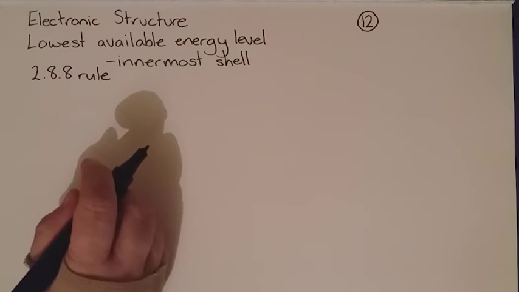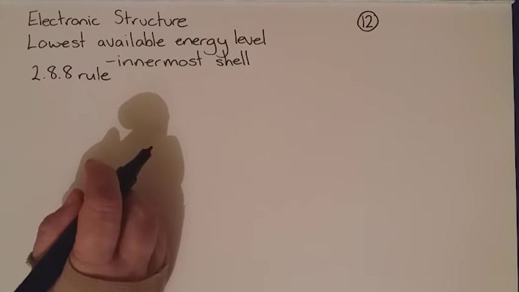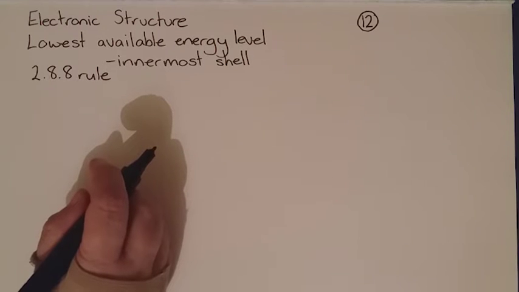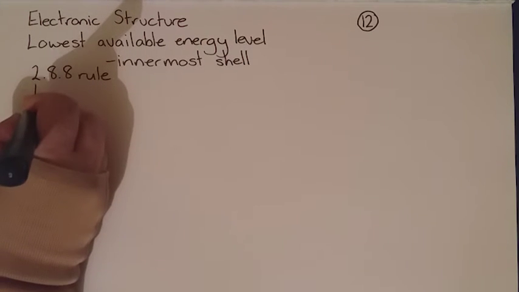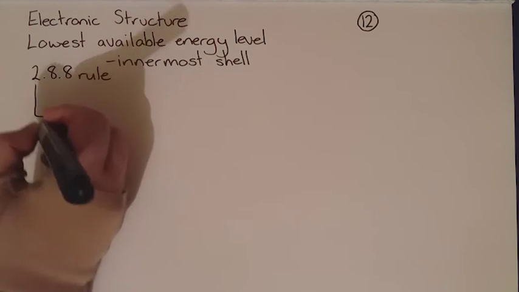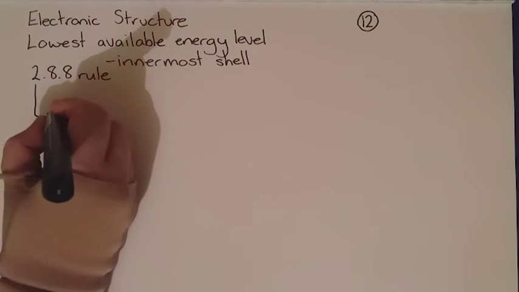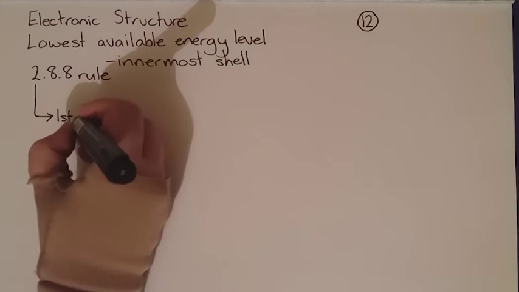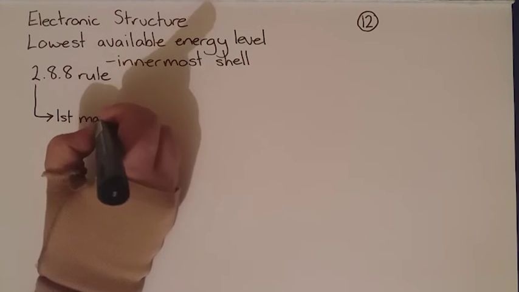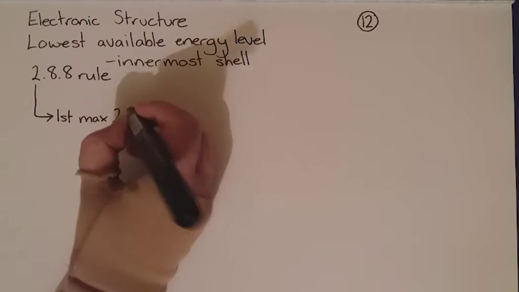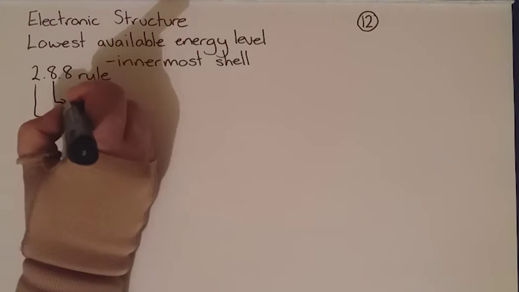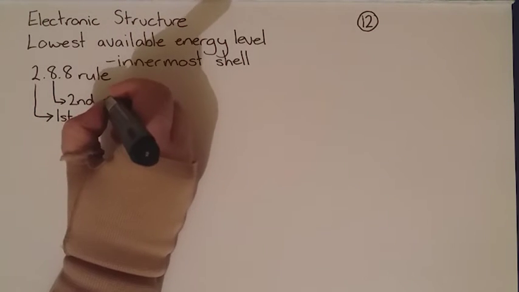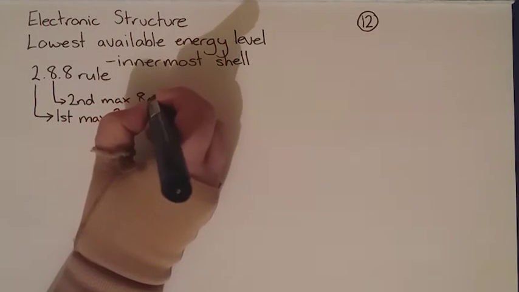We can represent the electronic structure of an atom using numbers or by a diagram, and in order to draw those, we need to have an appreciation of the 2, 8, 8 rule. Basically, the 2, 8, 8 rule tells us the maximum number of electrons that can be held in each of the shells. So, for example, the first or innermost shell can hold a maximum of 2 electrons. Once that is full, electrons go into the second shell, which can hold a maximum of 8 electrons.